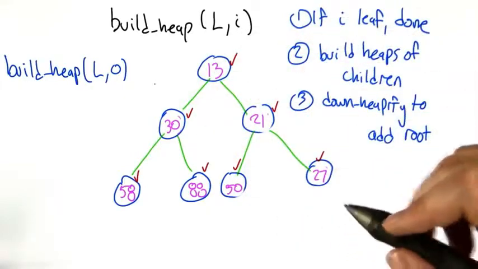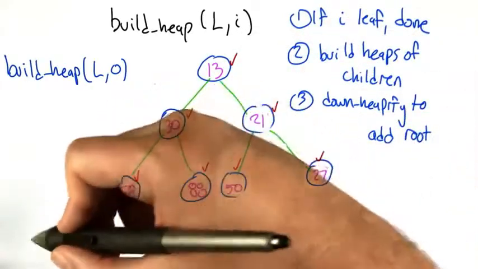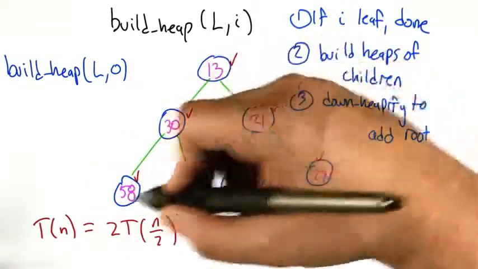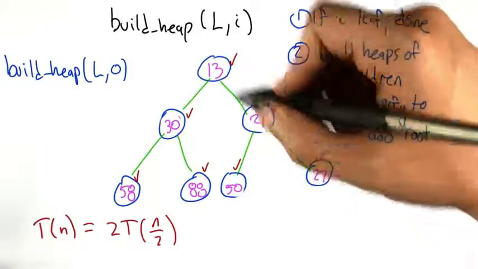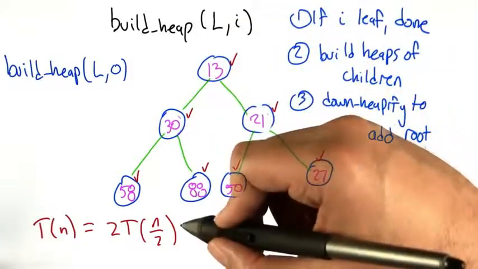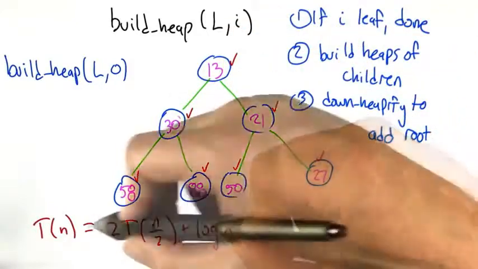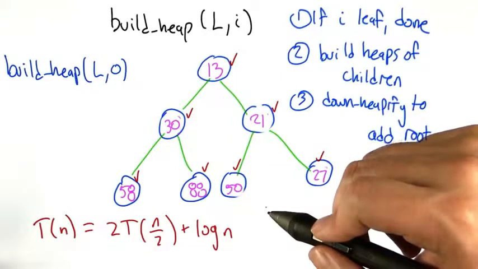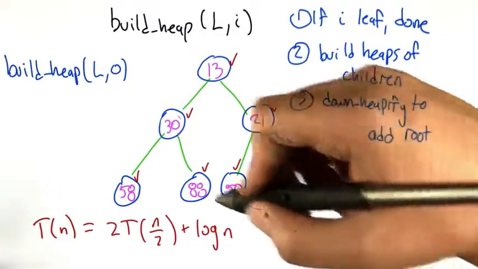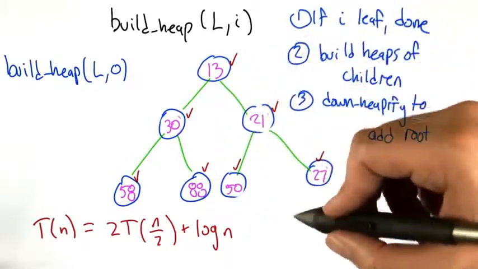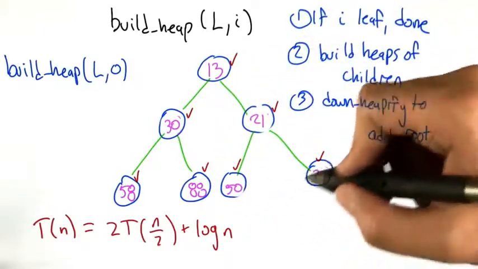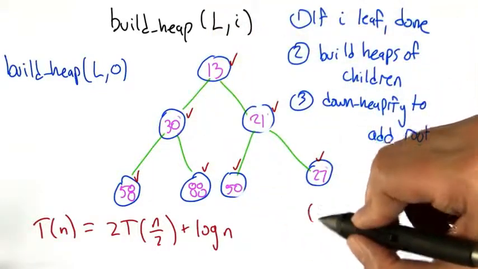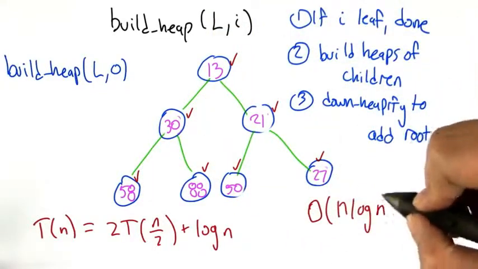Perhaps even cooler, the running time is quite nice. The time it takes to build a heap out of n elements, well, we build 2 heaps of size n over 2. Then there's a log n step to down heapify. And this is a slightly hard piece to analyze. It's not so hard to figure out that we're essentially running down heapify, which is a log n operation, on each of the nodes sort of as a root. So we know that it's actually big O of n log n.